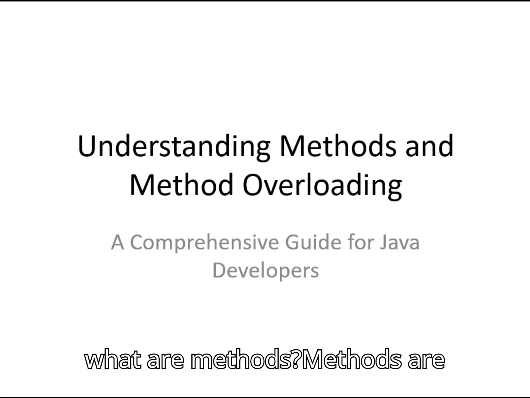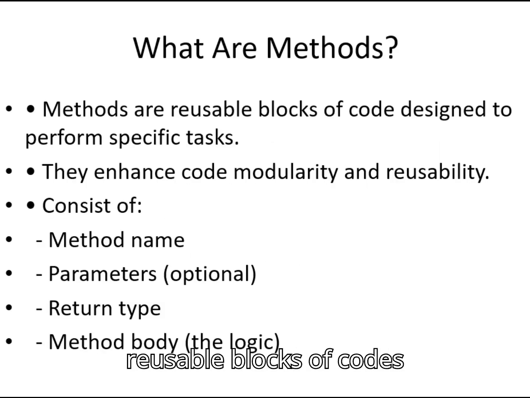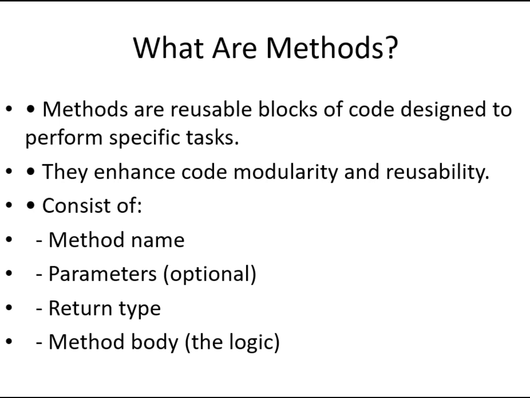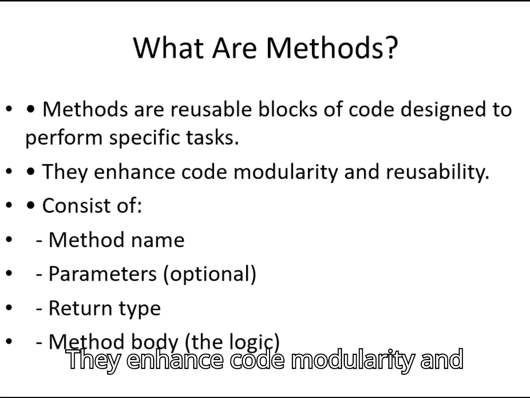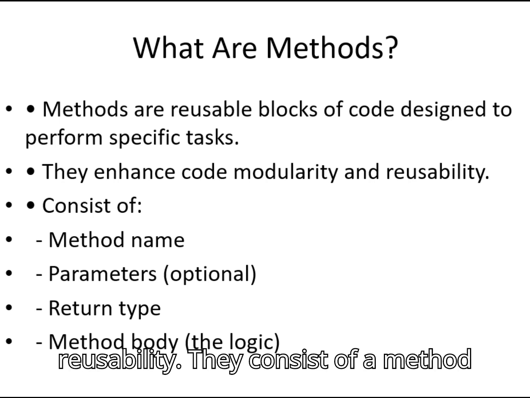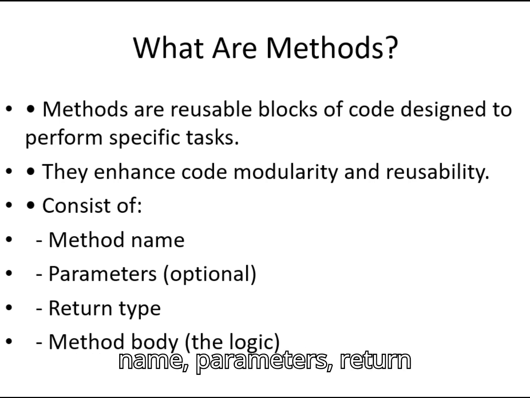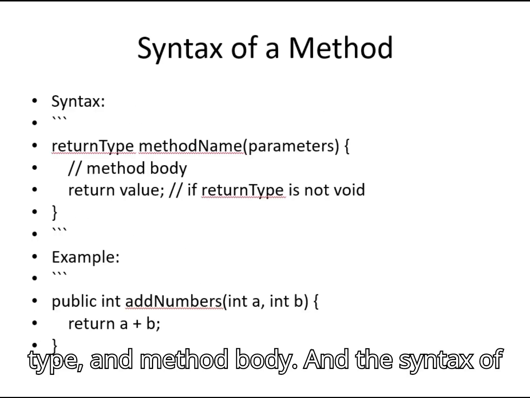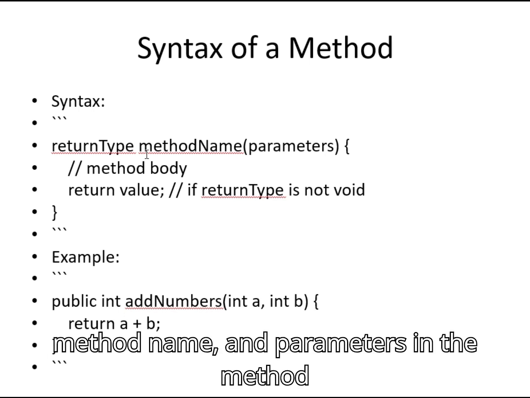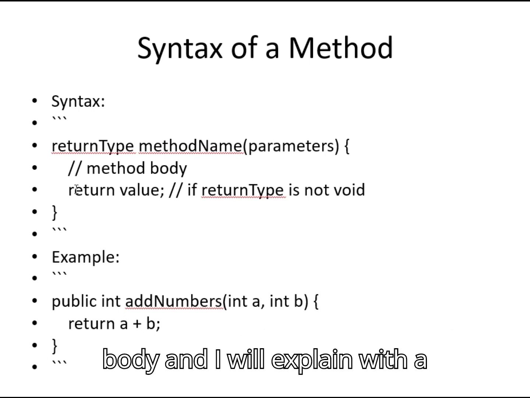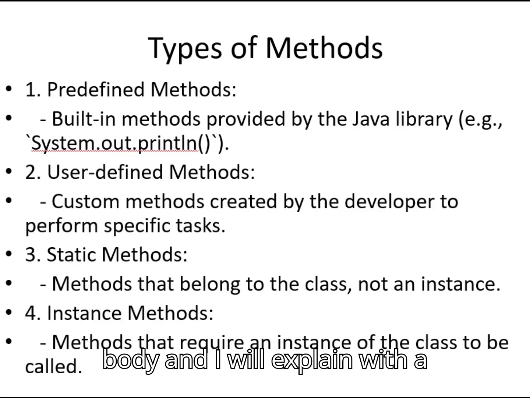So, what are methods? Methods are reusable blocks of code designed to perform specific tasks. They enhance code modularity and reusability. They consist of a method name, parameters, return type, and method body. And the syntax of a method is, as you can see, return type, method name and parameters, and the method body. I will explain with a sample code.